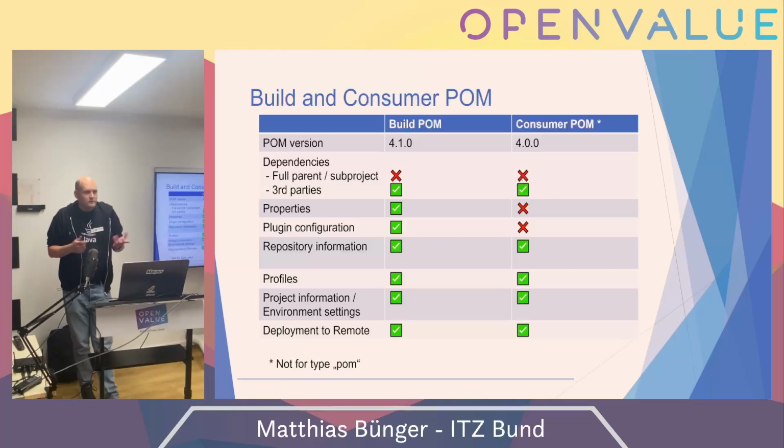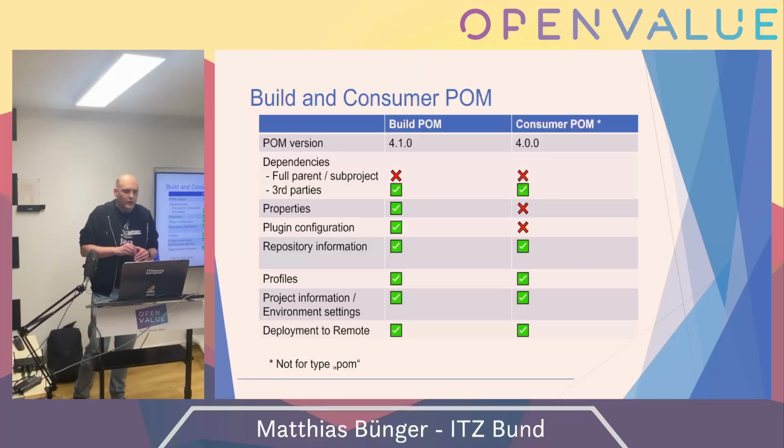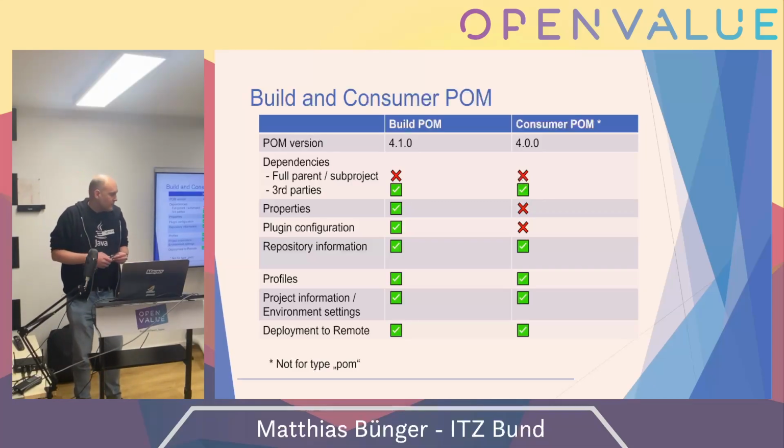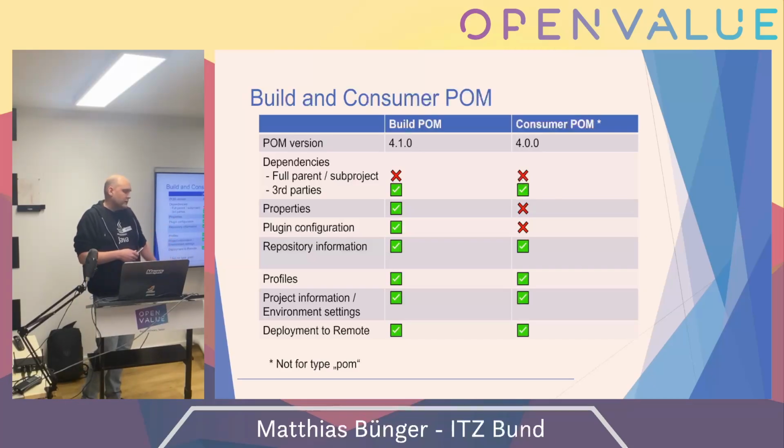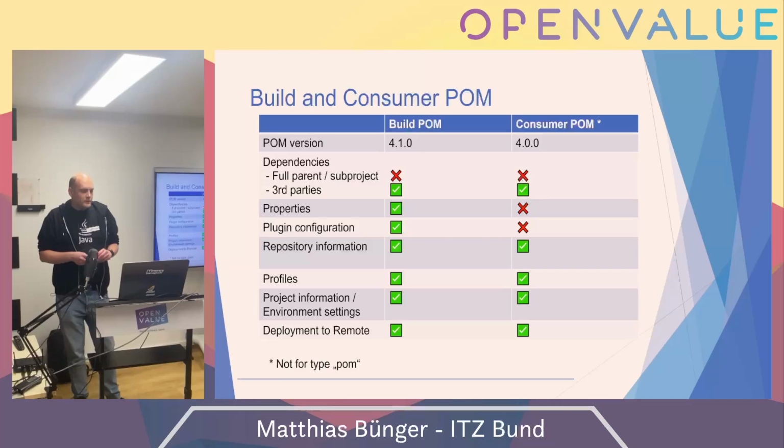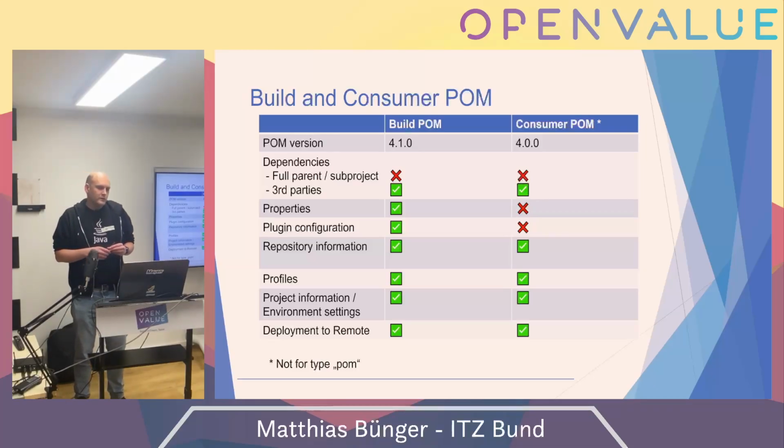Then properties are not part of the consumer POM, because you only need them for your build. Same with plugin configuration. You only need that configuration for your build. A consumer doesn't need them, because the consumer can't do anything with them except looking at them. Other things like profiles and repository information are in both POMs at the moment. You could think about whether this should stay this way, or if some information should be erased from the consumer POM, but this discussion is not taking place at the moment, because the important parts are these ones, and that's what the Maven team was focusing on.